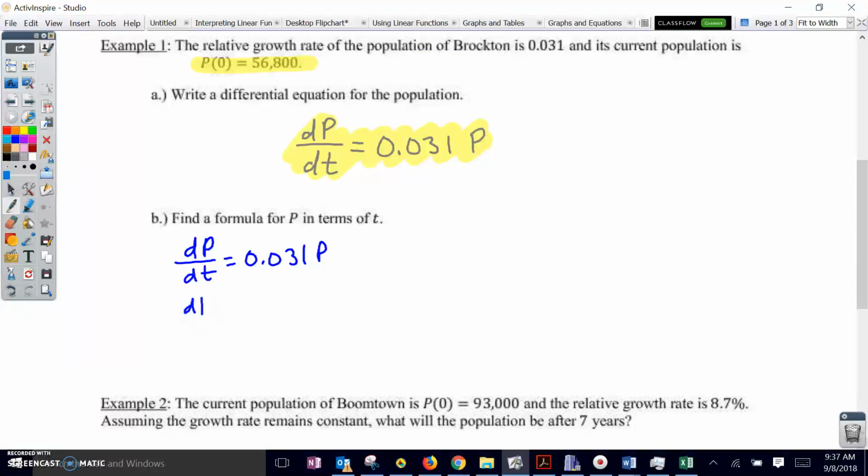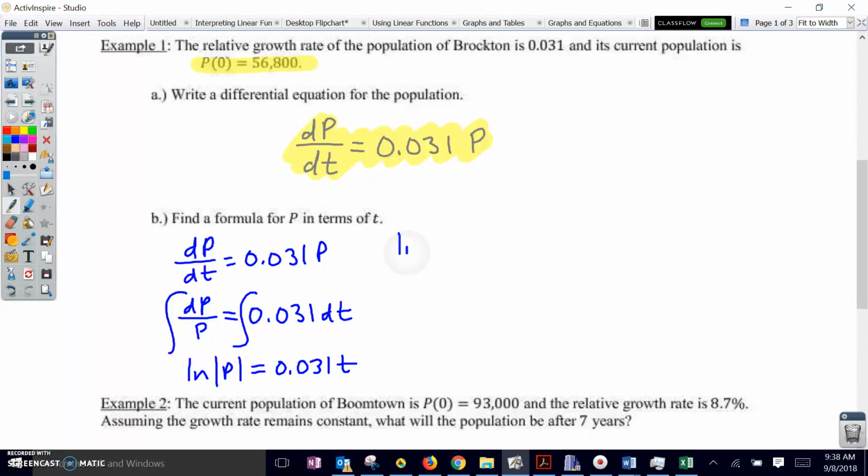So I'm going to divide both sides by P and multiply both sides by dt. And then I'm going to integrate this. This turns into the natural log of the absolute value of P is equal to 0.031t. Now population here for all reality is going to be positive, so I'm going to drop those absolute value signs and this turns into the natural log of P equals 0.031t.